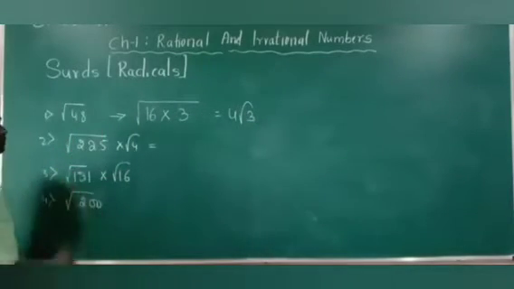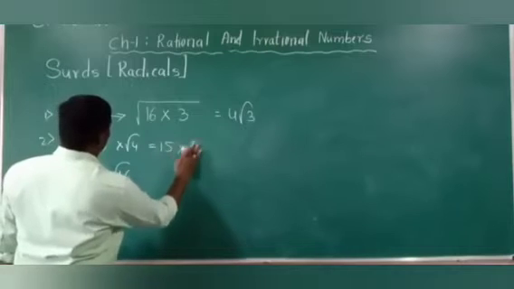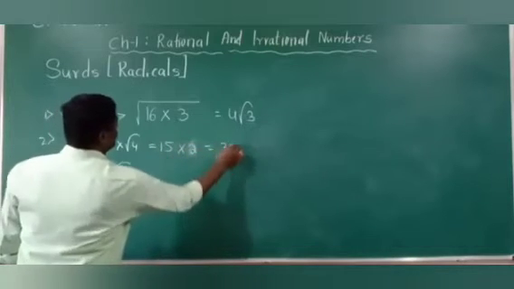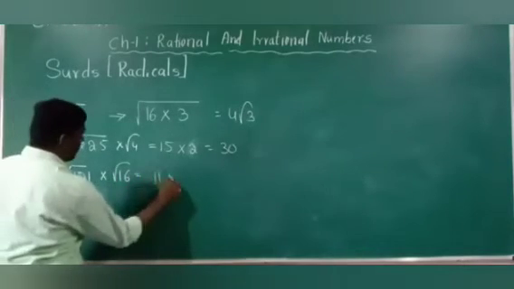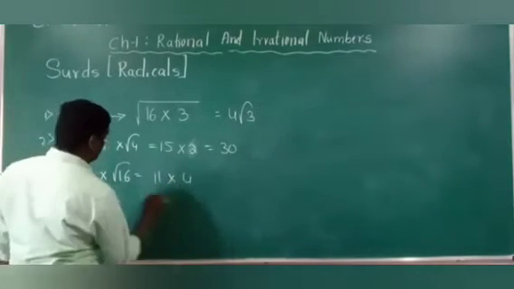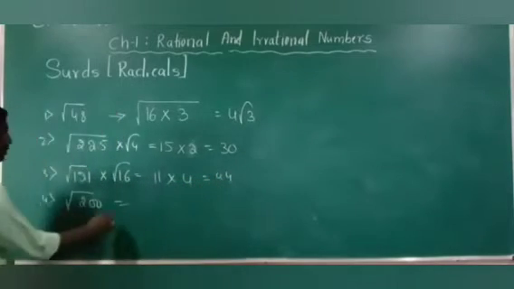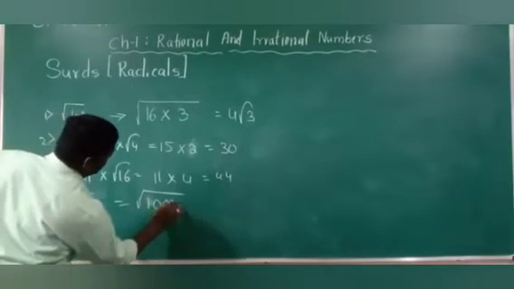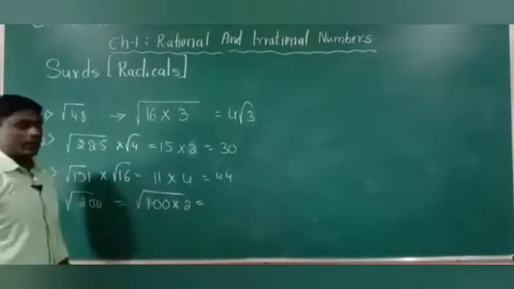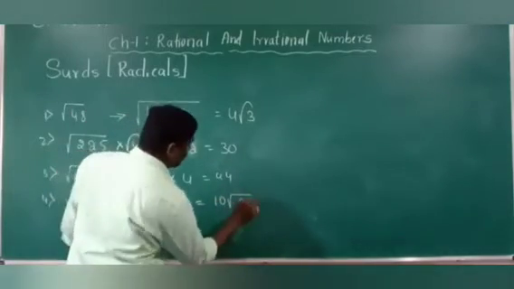Next one, simplify the second one. What is the square root of 225? Square root of 225 is 15. Square root of 4 is 2, which gives 30. Next one, square root of 121 is 11, square root of 16 is 4, 11 fours are 44. Square root of 200: how can you split the square root of 200? 100 into 2. In that, square root of 100 is 10, so 10 will come outside, and root 2 remains as it is.